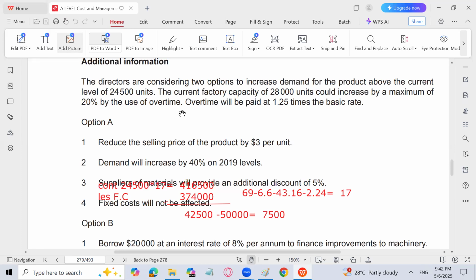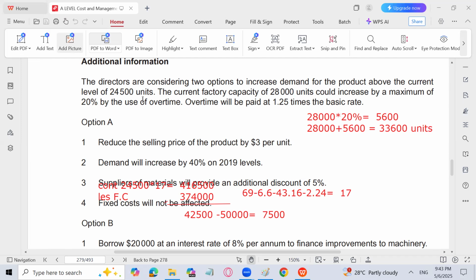So we can increase the current factory capacity by 20% with overtime. 28,000 multiplied by 20% is going to be 5,600. So now the capacity is going to be 28,000 plus 5,600, so that is 33,600 units. This is going to be the capacity if we use overtime. But currently we are producing 24,500 units.